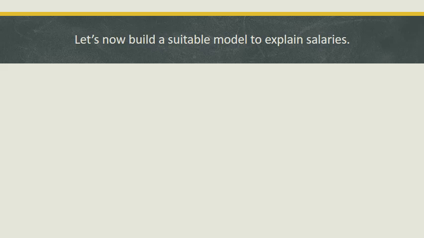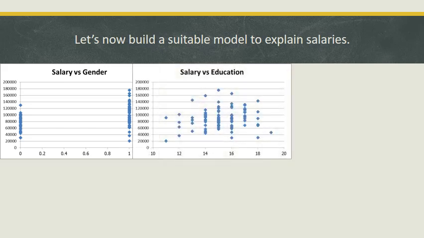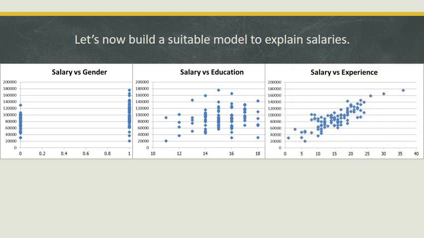Now that we've come this far, let's use this data set to develop the best model for predicting a person's salary. Let's first look at some scatter plots to see if there are any nonlinear trends or possible interactions. The plot of salary versus gender shows very little, since gender can only equal 0 or 1. The plot of salary versus education looks a bit strange, possibly nonlinear, or it could be the result of an interaction. It's really hard to tell just by looking at the graph. But it does seem like something unusual is going on. And finally, the graph of salary versus experience seems pretty straightforward and linear.